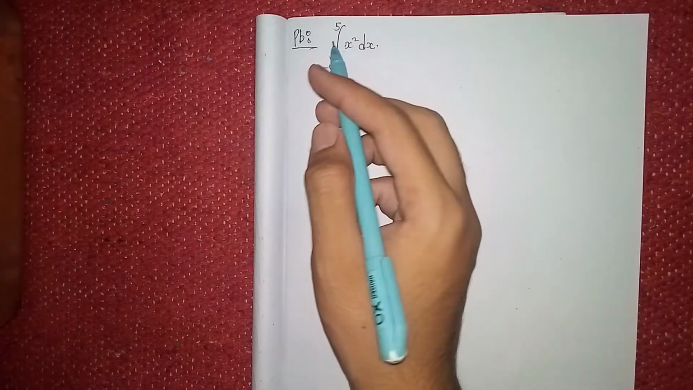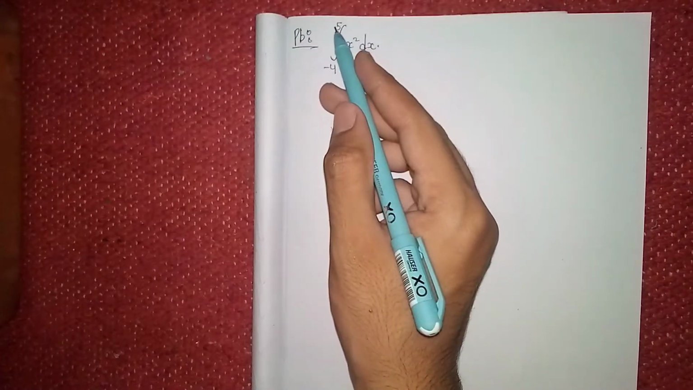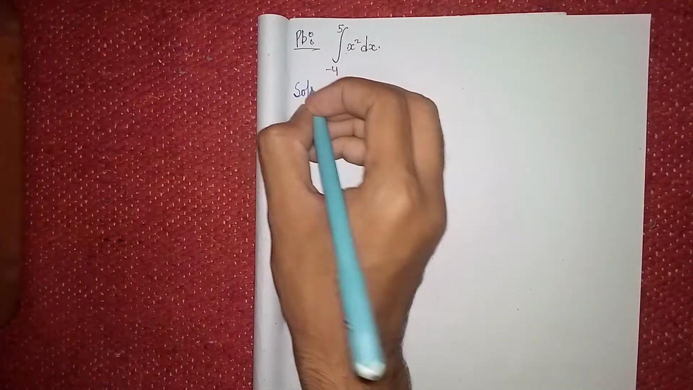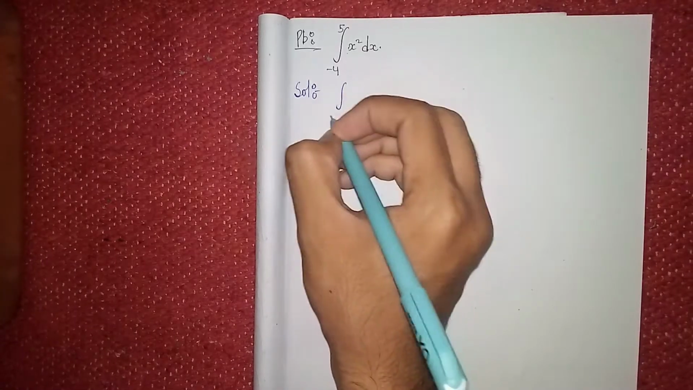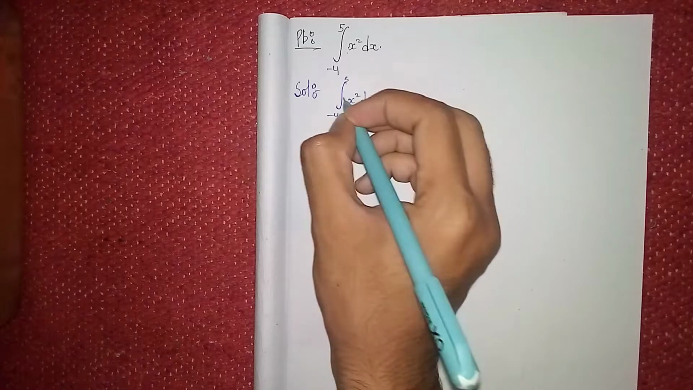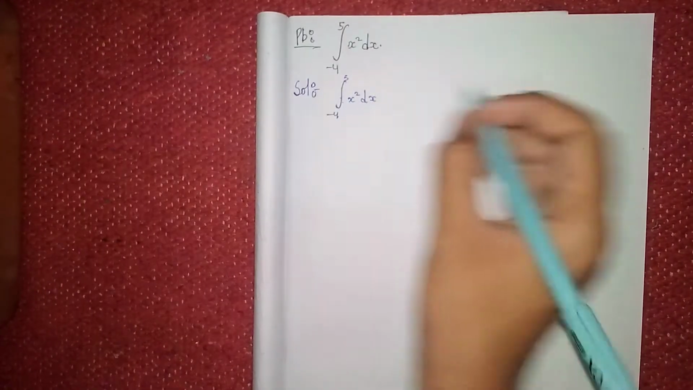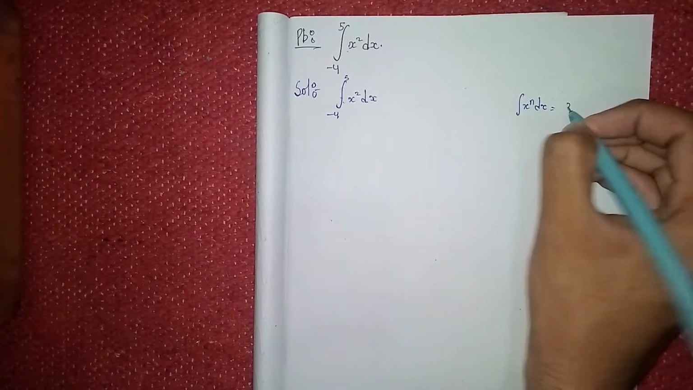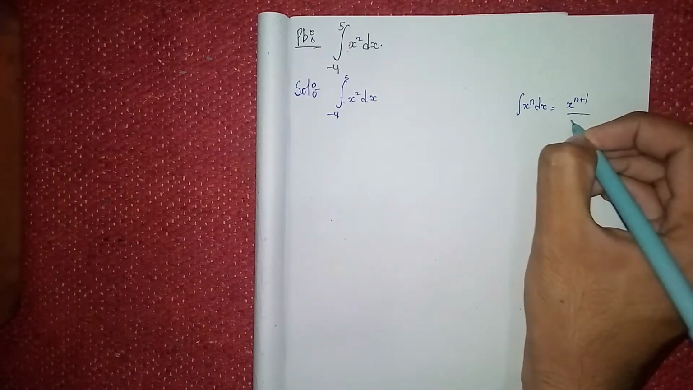So today's question: integrate x square dx with limits 5 and minus 4. Is the limit here? The first solution, the question as it is: integral from minus 4 to 5 of x square dx. Now first we have to integrate. So which formula are we using here? Integrate x power n dx is equal to x power n plus 1 by n plus 1.